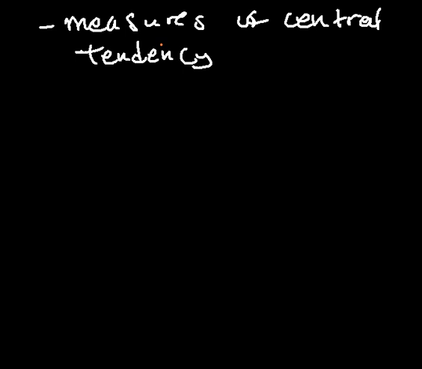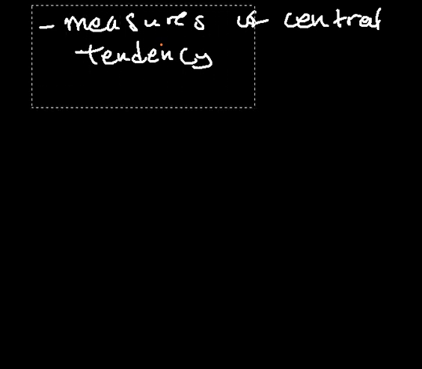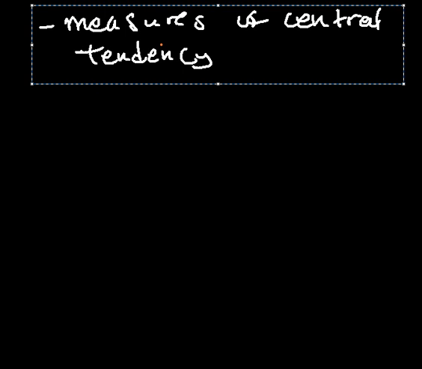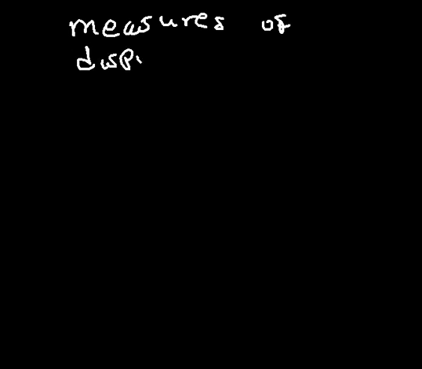And apart from the measures of central tendency, quantitative data can also be analyzed using what we call the measures of dispersion. So this video mostly discusses the measures of dispersion. So what is dispersion?